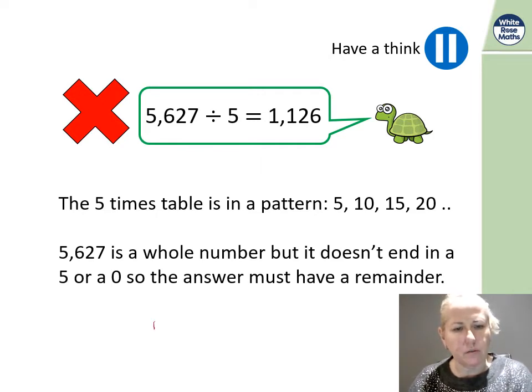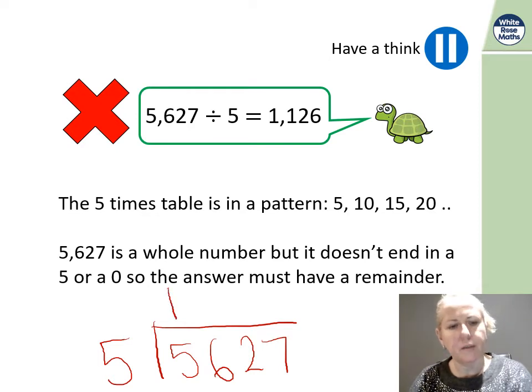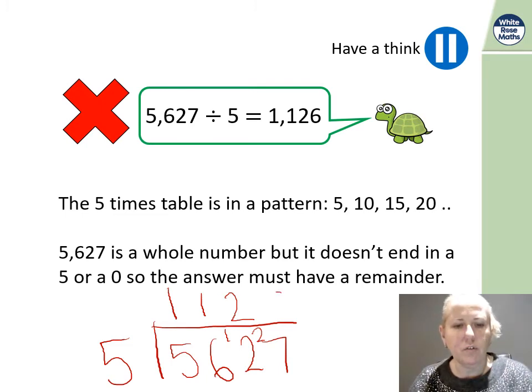So if I just do my little bus stop, it's 5,627 divided by 5, and 5 into 5 is 1, no carries. How many groups of 5 from 6? I can make one group and one I would carry across. Got 12. How many 5s are there in 12? 5, 10, 2 groups, and I would carry over 2. Then I've got 27. So 5 into 27: 5, 10, 15, 20, 25. So it's 5 groups of 5.